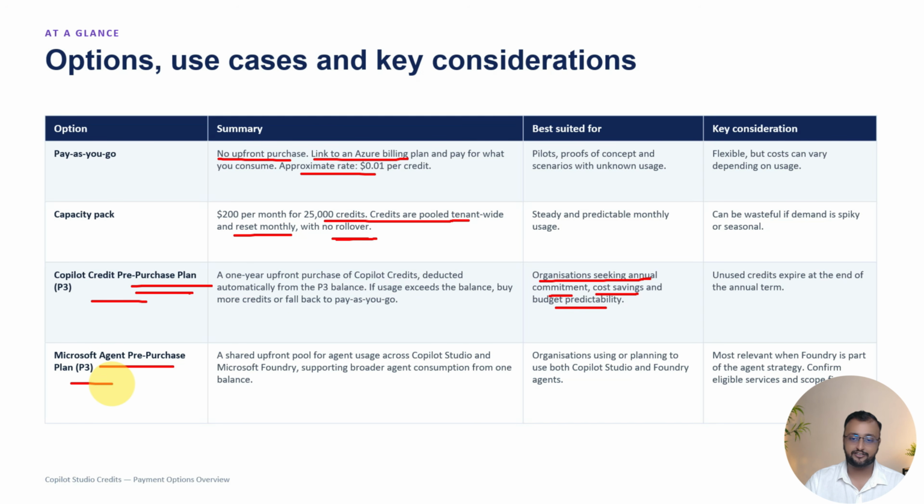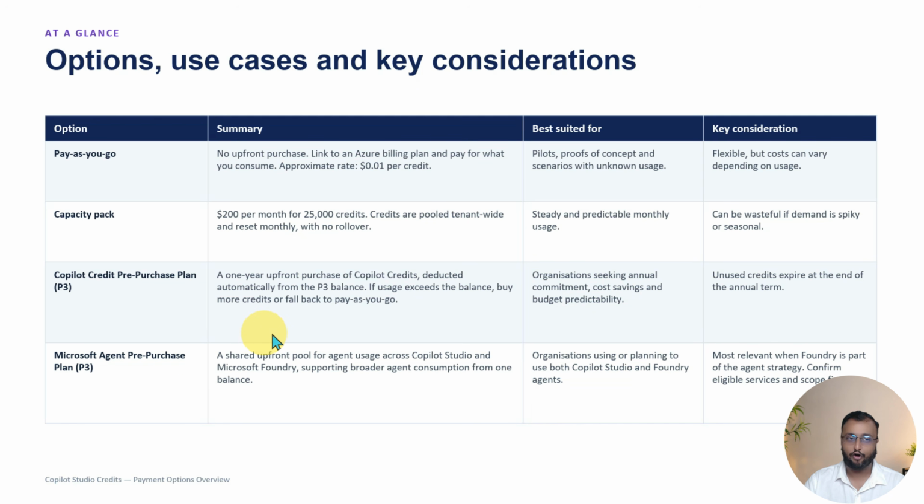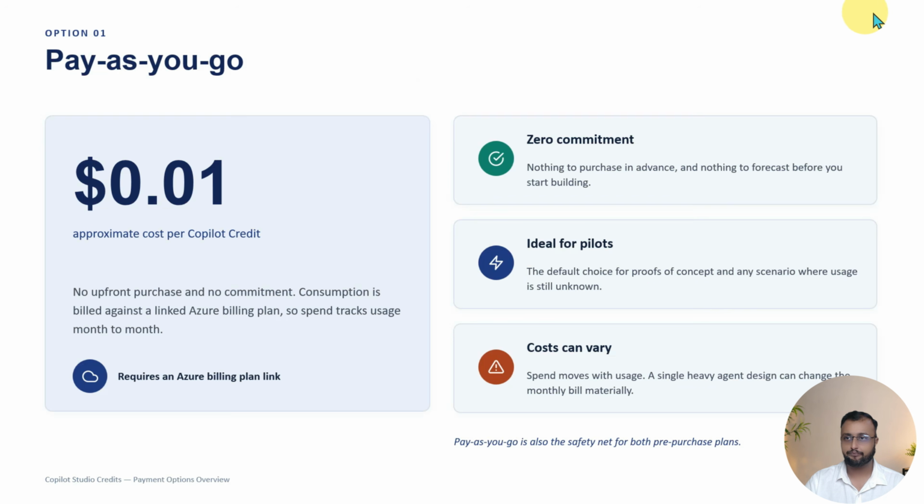And for the Agent Pre-Purchase Plan, if you want to use Copilot Studio, Foundry, Fabric, and GitHub Copilot, all these products, and you need a single subscription for all of them, you can plan for the Microsoft Agent Pre-Purchase Plan. All this information is available in the official Microsoft documentation guide as well, which I will walk you through in a moment. Now, let's go at a very high level through each individual plan.